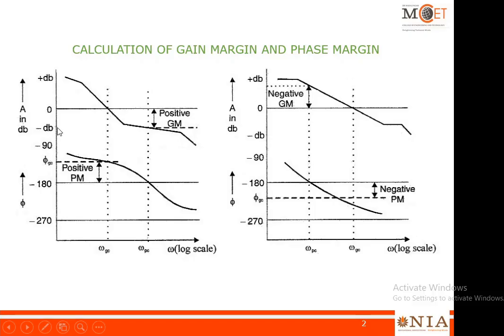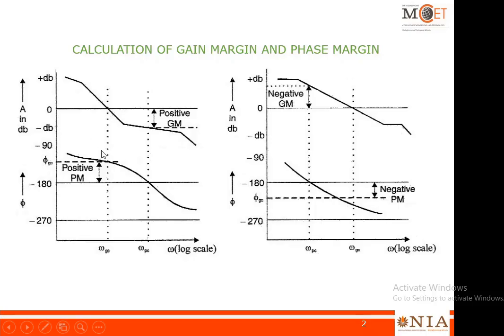Because gain margin's definition is minus 20 log of |G(j omega)| at omega PC, that is, at phase crossover frequency. So I start from here, go to the gain plot, see what the magnitude is, negate it, and I will get the gain margin.